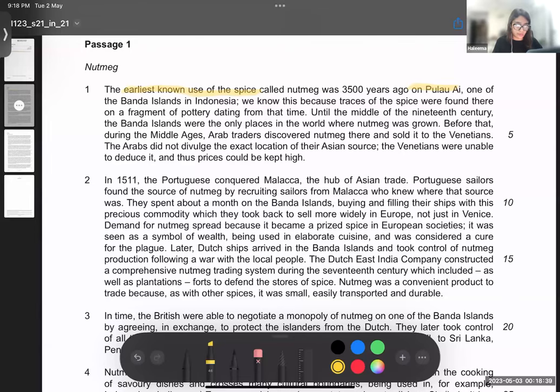If you go through the passage, you will see that before that, during the Middle Ages, Arab traders discovered nutmeg there and sold it to the Venetians. That could be your second content point. The third content point would be Portuguese sailors found the source of nutmeg when they were recruiting sailors from Malacca. And then your fourth content point would be buying and selling their ships with previous commodities in Europe. So this is how it spread to Europe as well. This is how you keep going. All right. So we keep going and we keep highlighting all the content points.